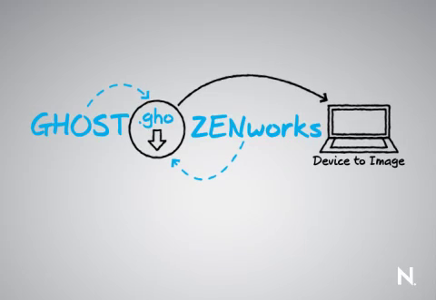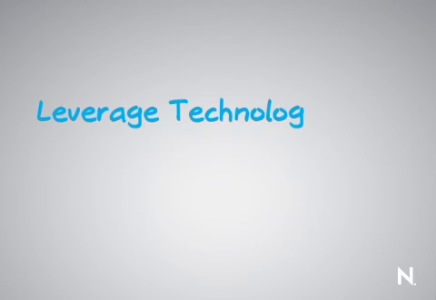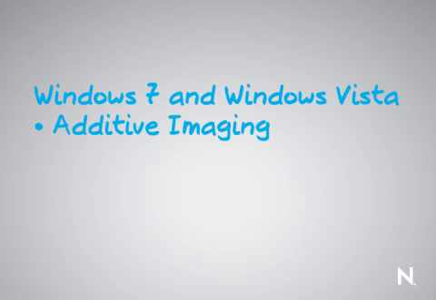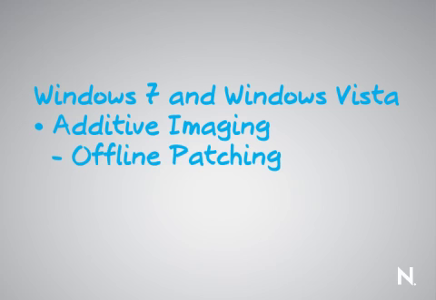Another benefit of this is that we allow you to leverage technology that others don't have. So for instance, Microsoft with Windows 7 and Windows Vista introduced this concept of additive imaging, or the ability to do offline patching of Windows 7. And so you can basically download a patch from Microsoft's website and apply that directly to an image. Because Microsoft owns the operating system, they're the only ones who really know how to do that.